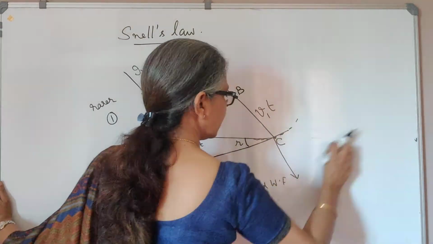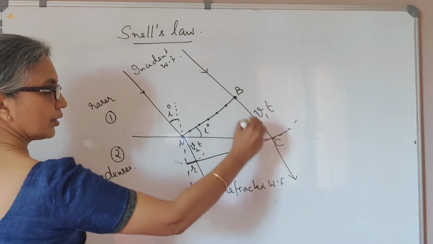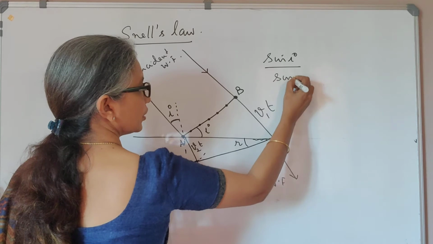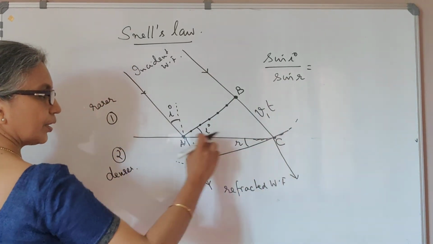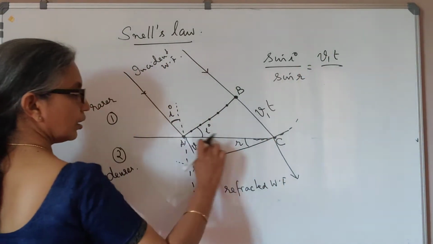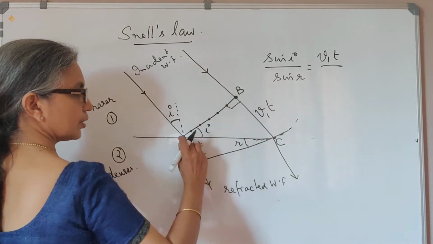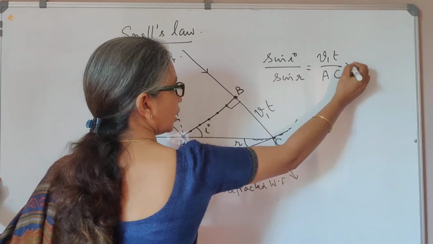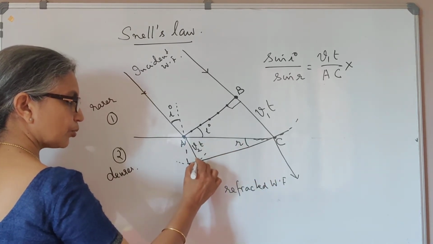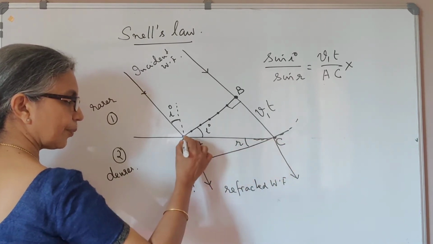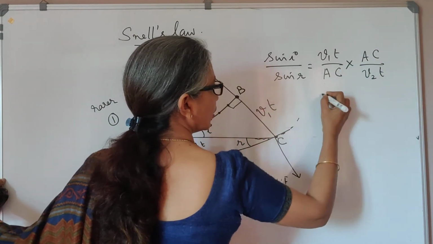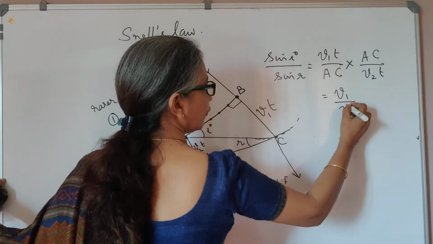Now, from this triangle that we have, sin I by sin R is what we're going to write. Sin I from here will be the opposite side, V1t, by the hypotenuse. This is a 90 degree, right? So this is the hypotenuse AC. Into, from this triangle we have sin R as the opposite side, V2t, by, since this is 90, the hypotenuse AC. So we have AC by V2t, which is equal to V1 by V2.